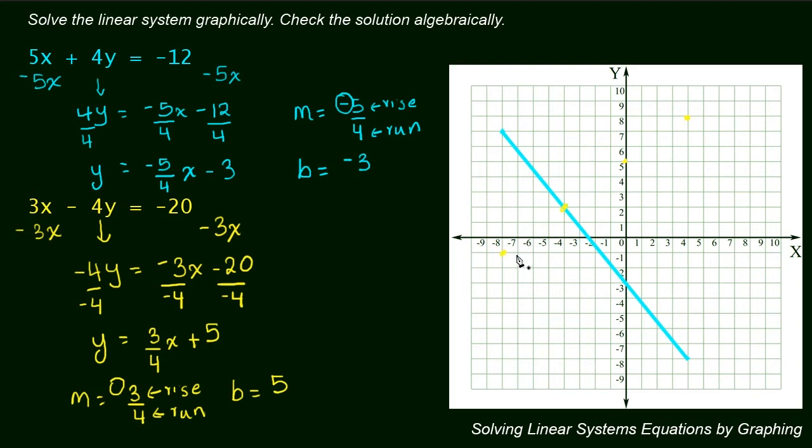Connect my dots. And there we have it. Here is our graph of our linear system. Now remember, the solution to this graph is where the two lines intersect. And looking at this graph, it looks like it intersects right over there.